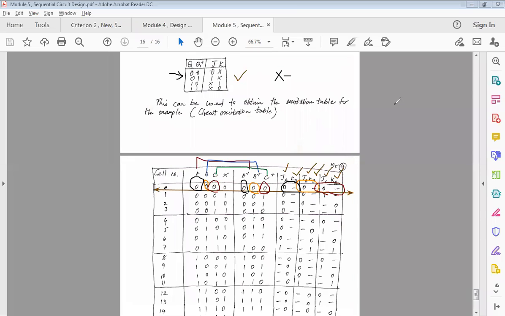Students, any doubts as to how we got this first row, cell number 0? Was it clear? Anybody, any doubts, please feel free to ask.